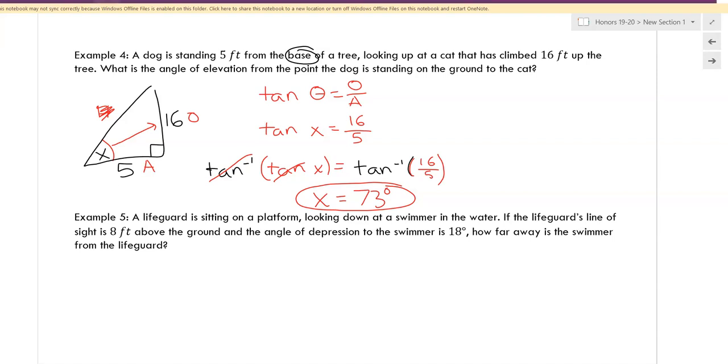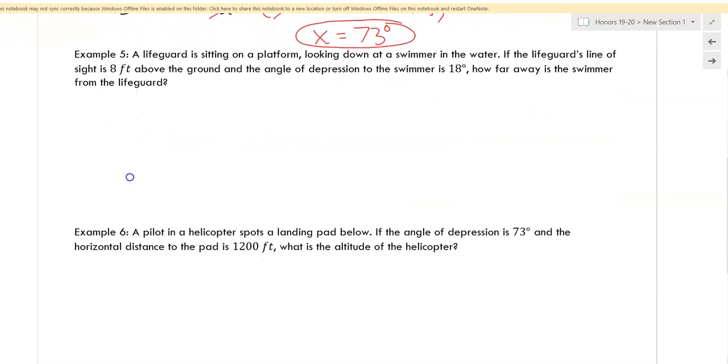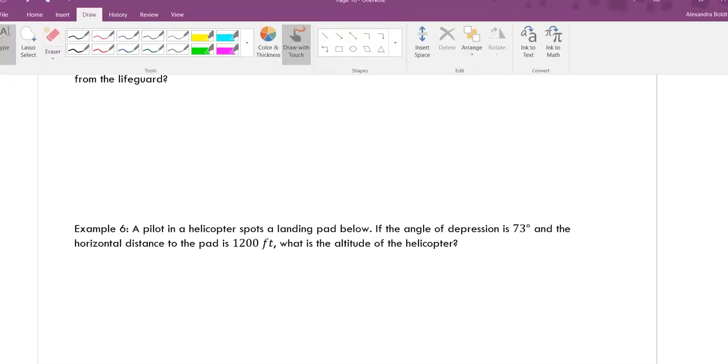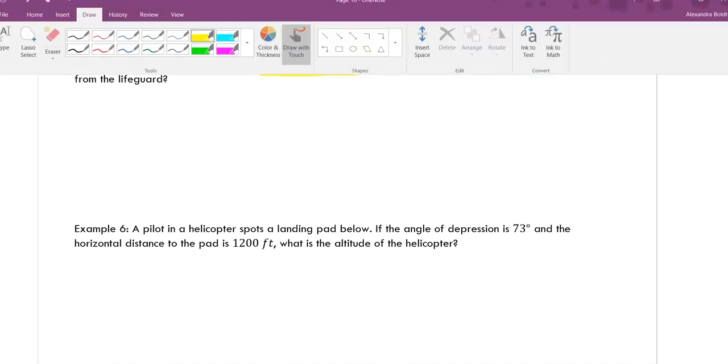All right, looking at example 5, we're now going to be looking at an angle of depression problem. Okay? A lifeguard is sitting on a platform looking down at a swimmer in the water. If the lifeguard's line of sight is 8 feet above the ground and the angle of depression to the swimmer is 18 degrees, how far away is the swimmer from the lifeguard? Okay? So this is an angle of depression problem. And really the angle of depression problems, we have to switch our triangle.